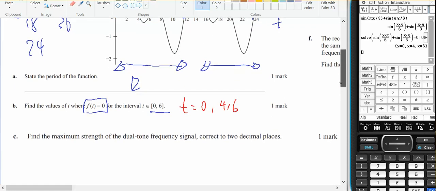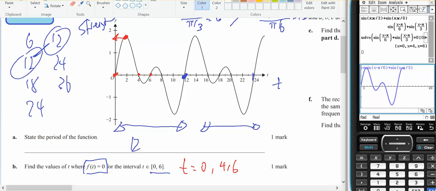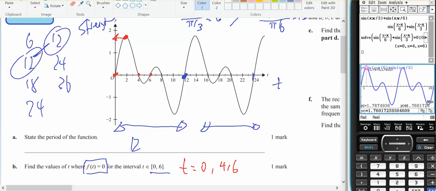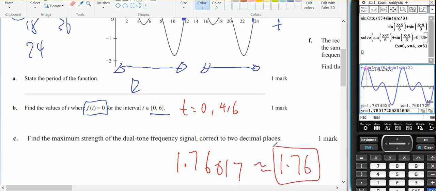Find the maximum strength of the dual tone frequency to 2 decimal places. That looks as if it's going to be that value there. So if it's to 2 decimal places, I can do Analysis, G-Solve, Max. That was F min, so how about I do that again? Analysis, G-Solve, Max. And the maximum value is 1.76017, which is 1.76.